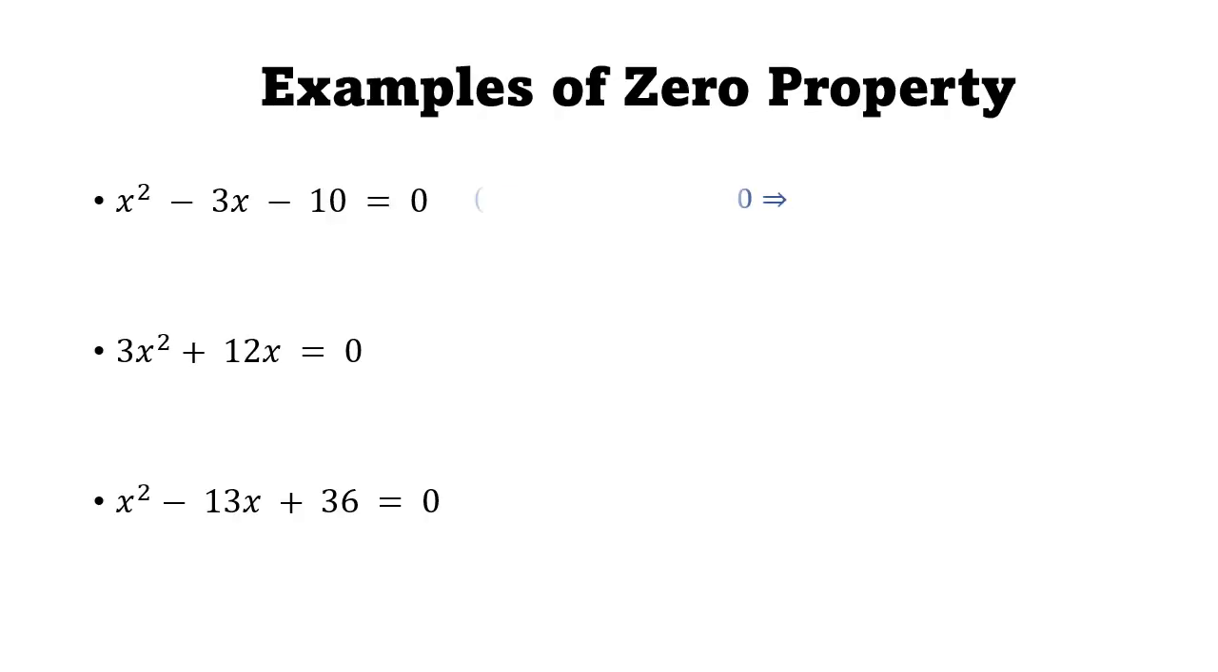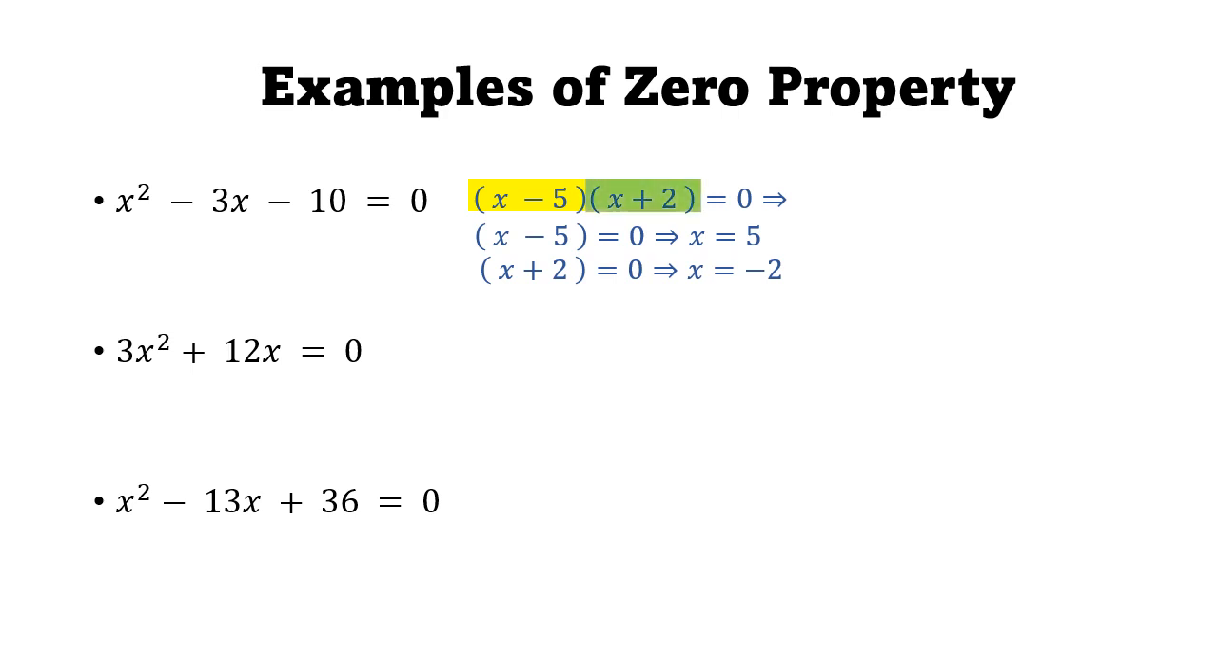Now we're going to factor the first equation, and the first equation got factored into x minus 5 times x plus 2, so x minus 5 could be 0, therefore x equals 5, or x plus 2 could be 0, therefore x equals negative 2. Therefore the solution is negative 2 or 5.